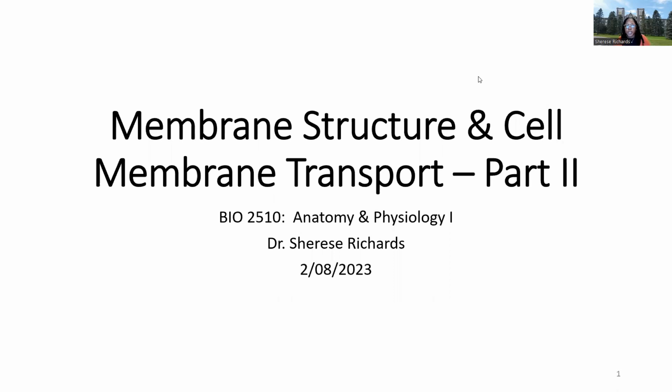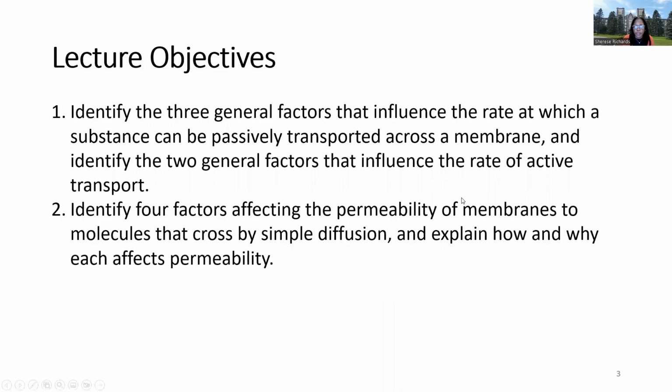So we're looking at part 2 of membrane structure and cell membrane transport. And we'll be beginning with the first 2 learning objectives. So identify the 3 general factors that influence the rate at which a substance can be passively transported across a membrane, and then identify the 2 general factors that influence the rate of active transport.